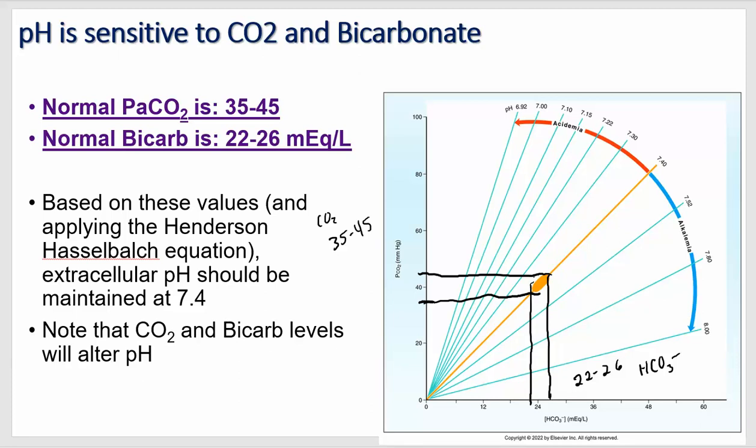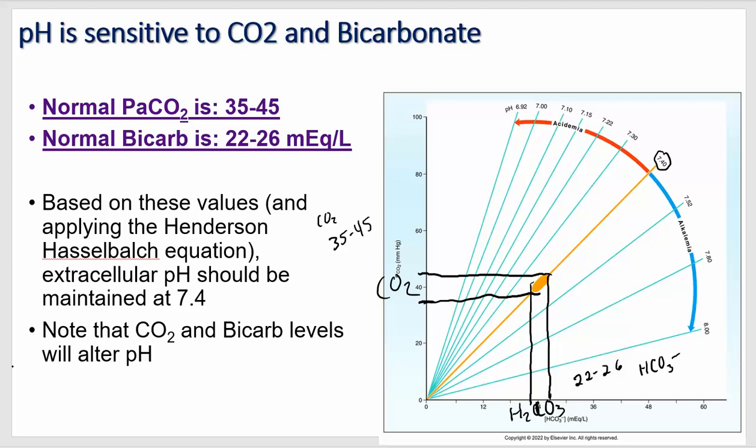So our sweet spot is kind of in this area right here. Okay, so what does this mean? Well, if we have the ratio of CO2 and bicarbonate, HCO3, if we keep that ratio at the concentrations that are normal in the blood, then we end up with a target right here of 7.40. Okay, 7.40. So anywhere along this. Now, what does that mean, anywhere along this?